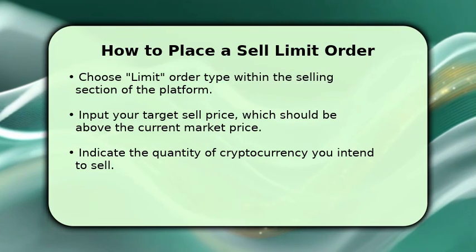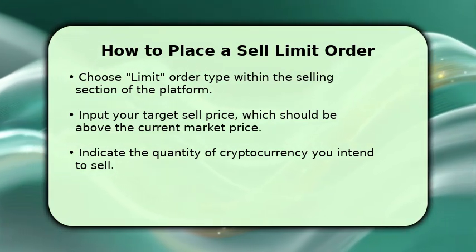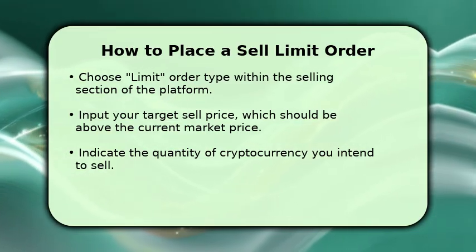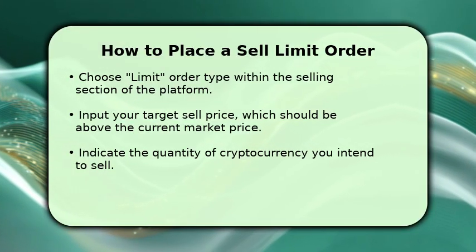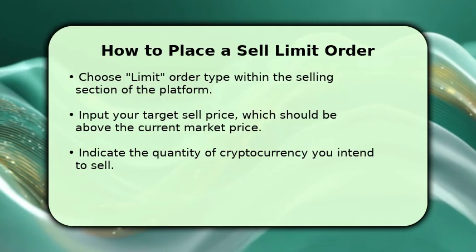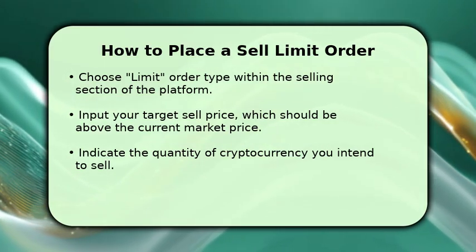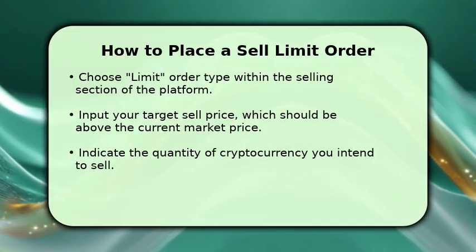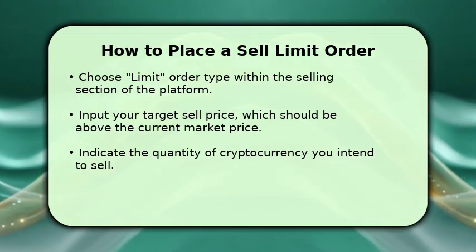Placing a sell limit order follows a similar process. In the trading interface, select Limit for your sell order. Here, you'll enter the price at which you want to sell your assets, ideally above the current market price to secure a profit. After setting your target price, specify the quantity of cryptocurrency you wish to sell. Take a moment to review everything carefully, ensuring the price and amount are correct before submitting your order. This helps you lock in gains.